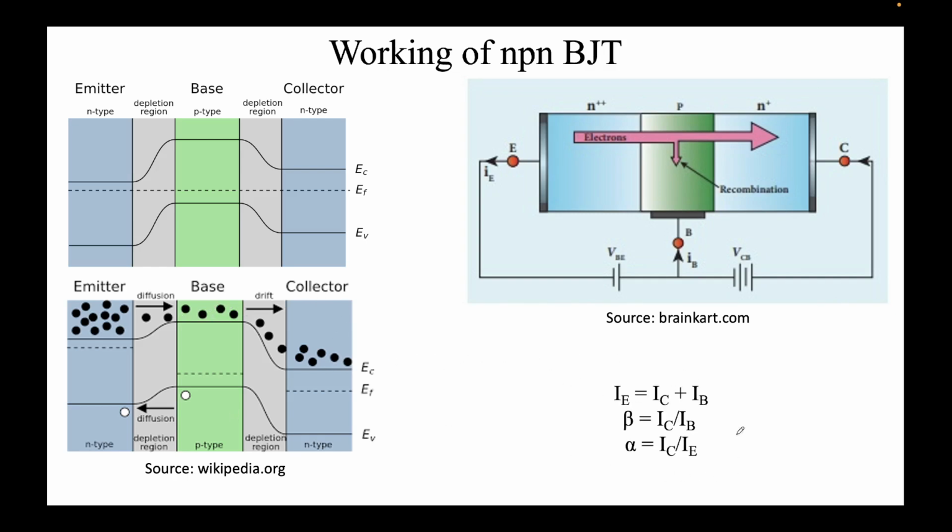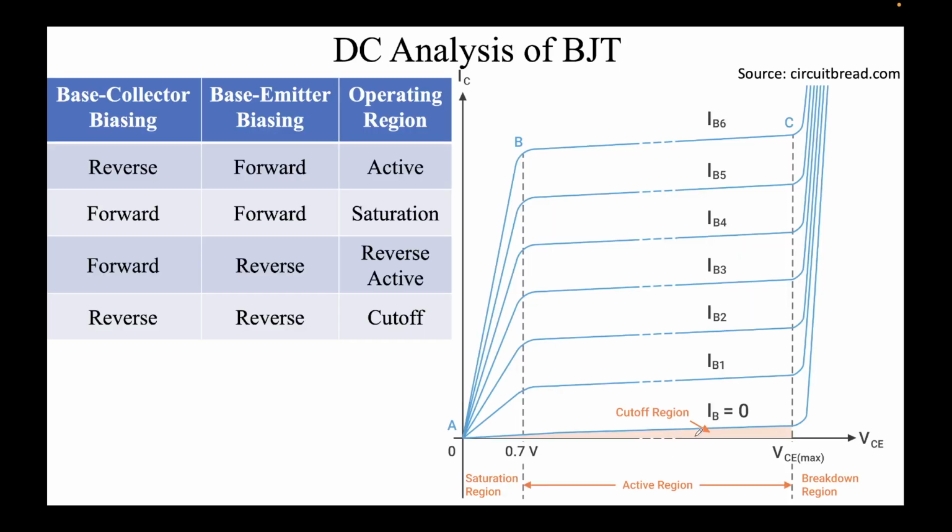And these are the expressions. The first expression is nothing but the KCL, Kirchhoff's current law. Second is the current gain, and this is the injection efficiency. And this is the complete summary as far as DC biasing is concerned. This is the slide of utmost importance.